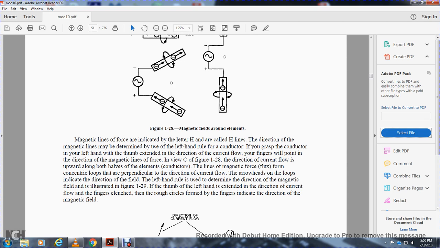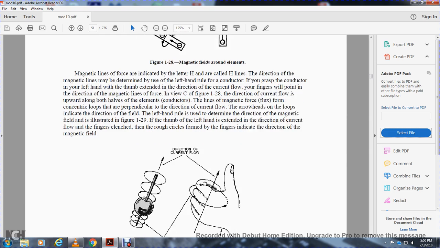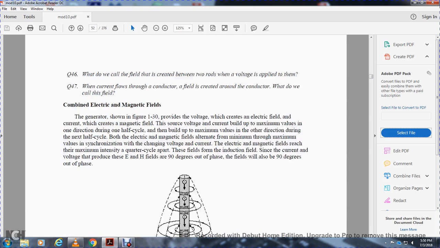With the current flowing upward along the half of the element, the conductor's lines of magnetic force form concentric loops perpendicular to the direction of the current flow. The arrowheads on the loops indicate the direction of the field. The left-hand rule is used to determine the direction of the magnetic field, illustrated in figure 129. The left thumb is extended in the direction of the current flow, with the fingers clenched in a rough circle; the fingers indicate the direction of the magnetic field.